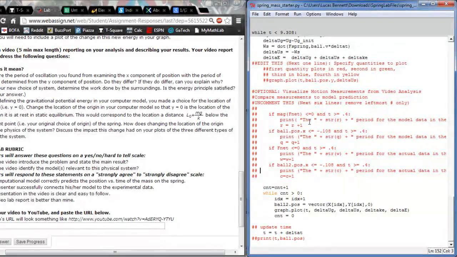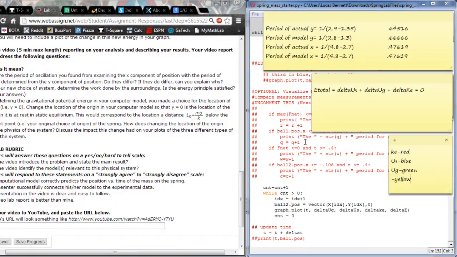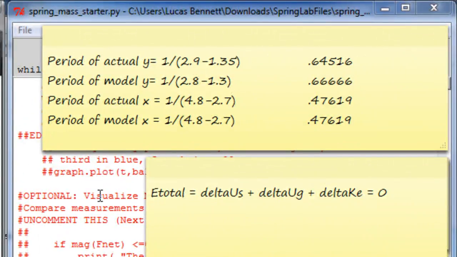So like I said, the periods of oscillation in the X direction and the Y direction are not actually the same, because the forces acting on the spring in those two different directions don't relate at all. They're just completely separate. So I found the period of oscillation, so this one is for the video that we tracked in Tracker, along with this one. These are the actual values, and these are the two model values. So they were pretty close to each other. This one was almost exactly the same. So that's the period for the X direction, and this is the period for the Y direction.